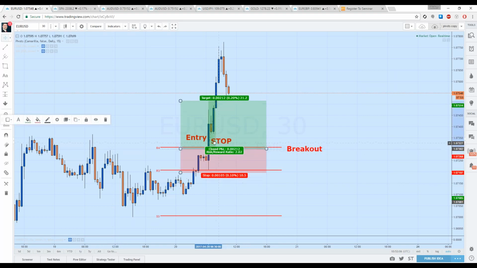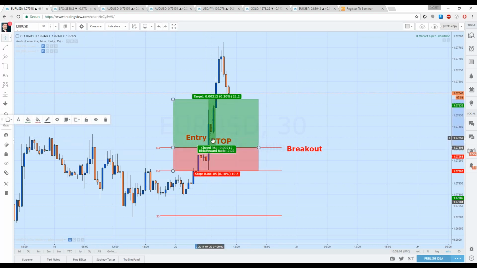Unfortunately, there's no way to know for certain whether a false breakout will occur.